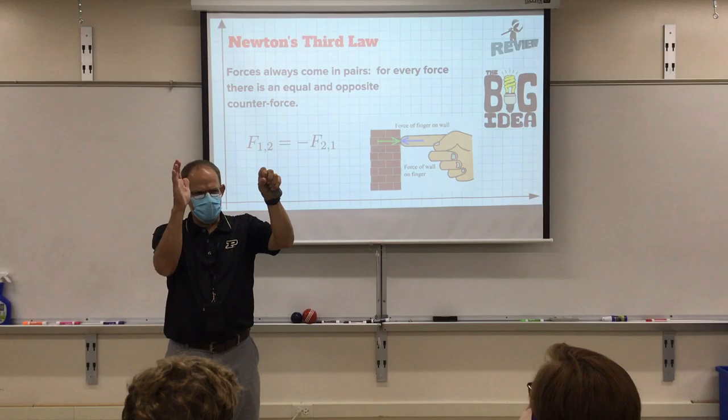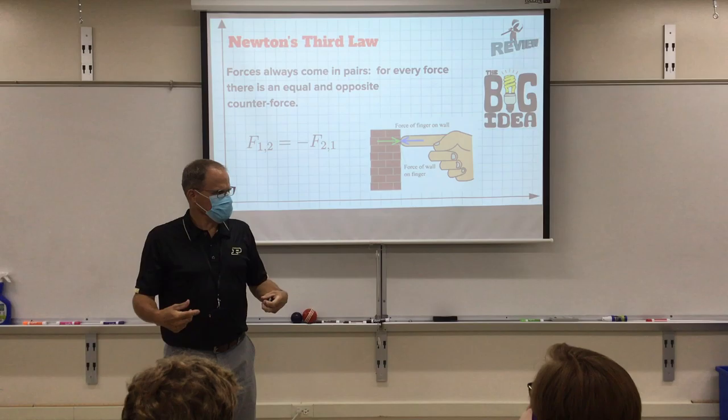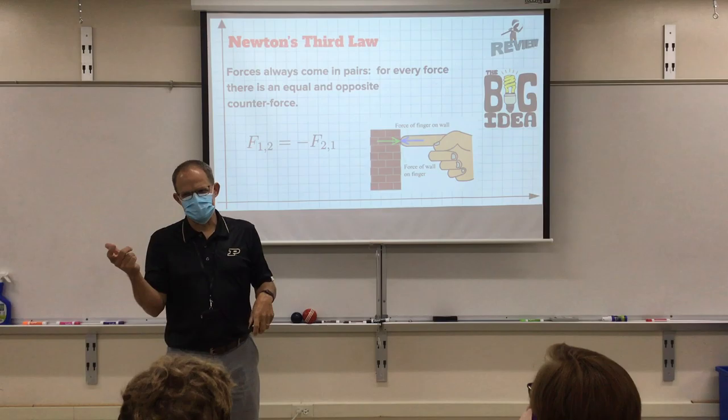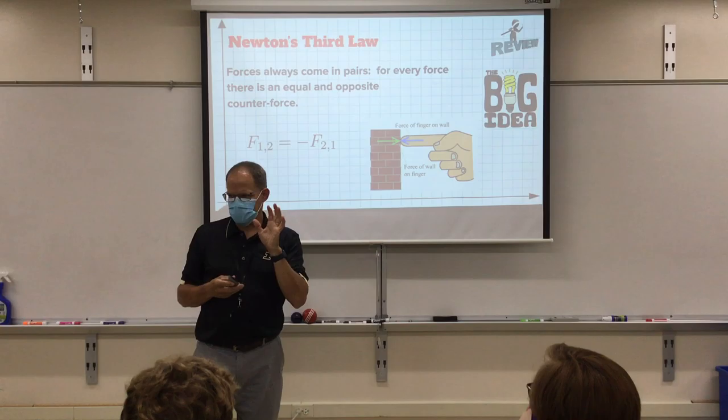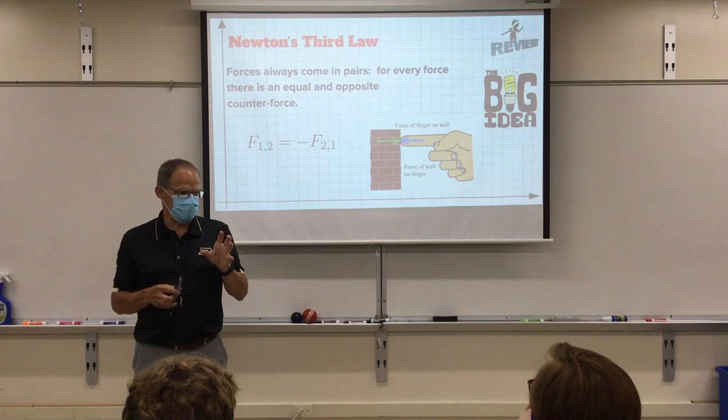Newton's third law said forces come in pairs. That's it. If I push on the wall, the wall pushes back on me. They're the same size force. If a bus hits a bug, then the bug hits the bus. The forces are the same size. If the earth pulls down on me, I pull up on the earth. If the sun pulls on the earth, the earth pulls on the sun. Those forces are always equal in size and opposite in direction.